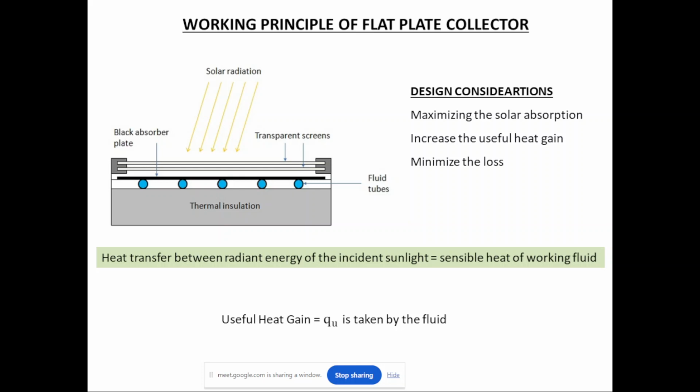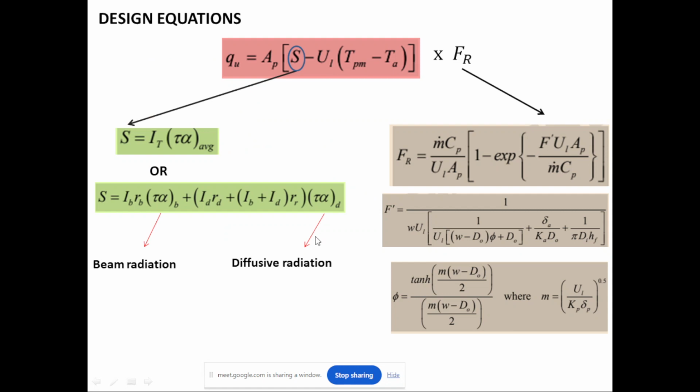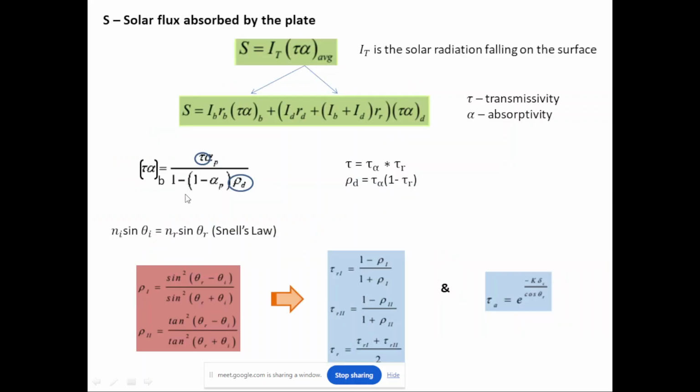And then about minimizing heat losses, which we will see now. So the QU is taken up by the fluid. So these are the design equations. For the time being, this week we will be discussing these equations, because these are again very complex equations like we saw in the first lecture, and you need to have an understanding of what these parameters are, because this will be helpful while solving the problems next week.